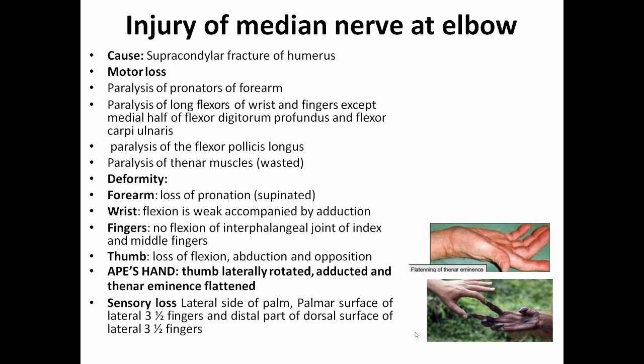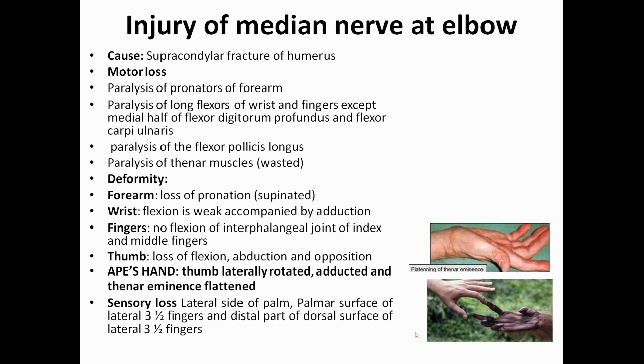Median nerve injury at the elbow is caused by supracondylar fracture of the humerus. Motor loss: there will be paralysis of the pronators of the forearm, paralysis of the long flexors of the wrist and fingers except the medial half of flexor digitorum profundus and flexor carpi ulnaris, paralysis of the flexor pollicis longus, and paralysis of the thenar muscles.